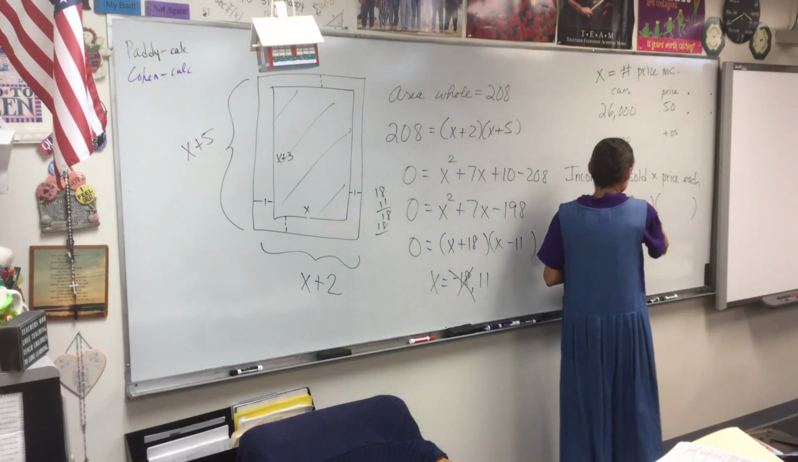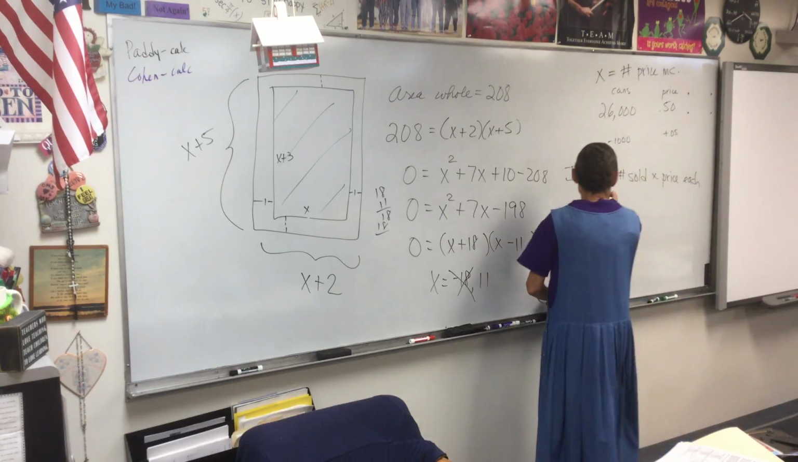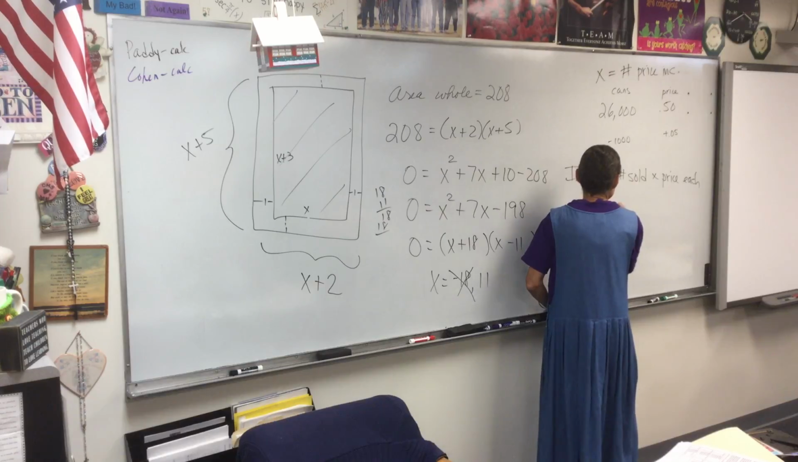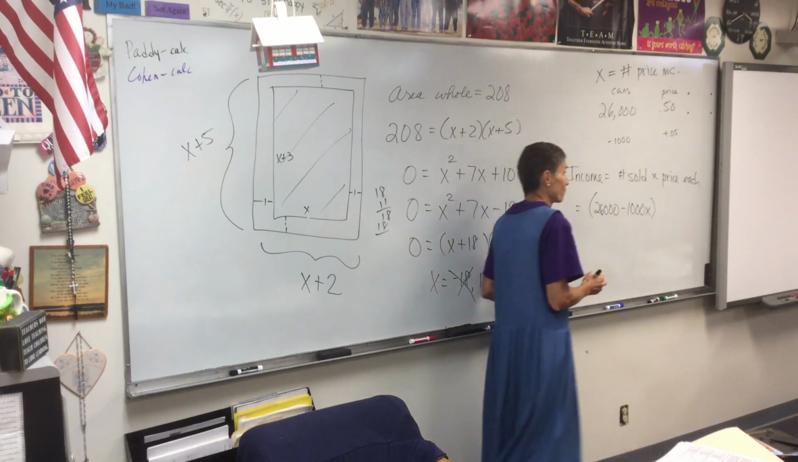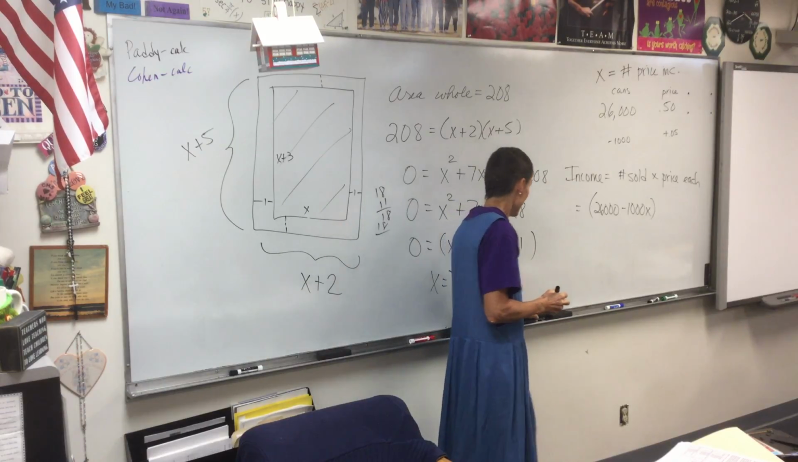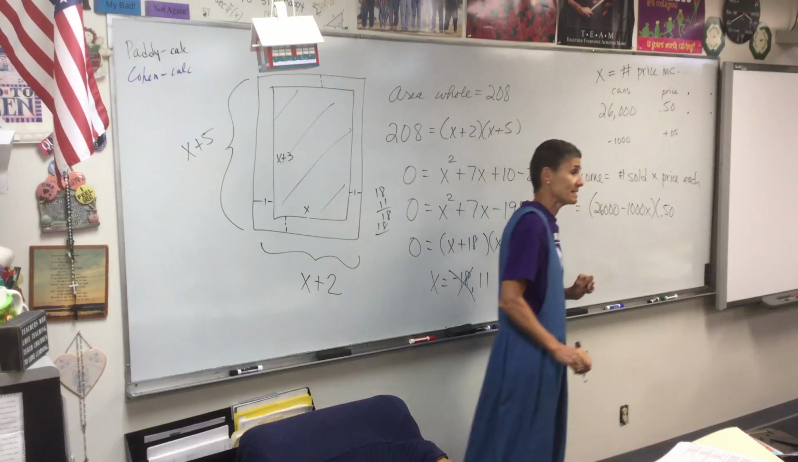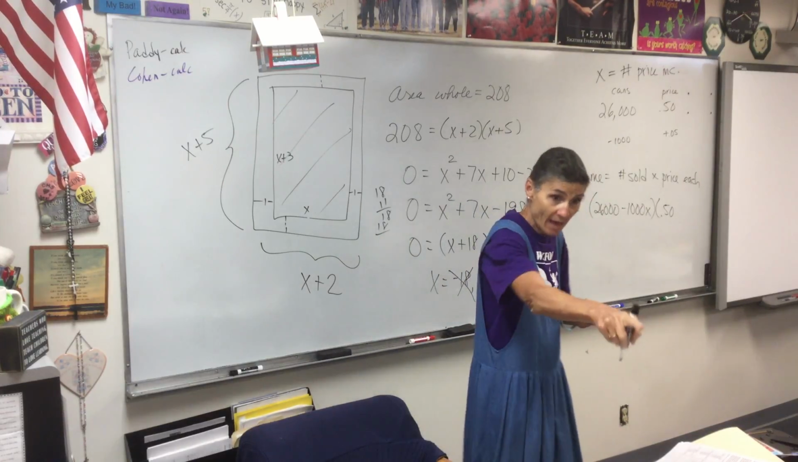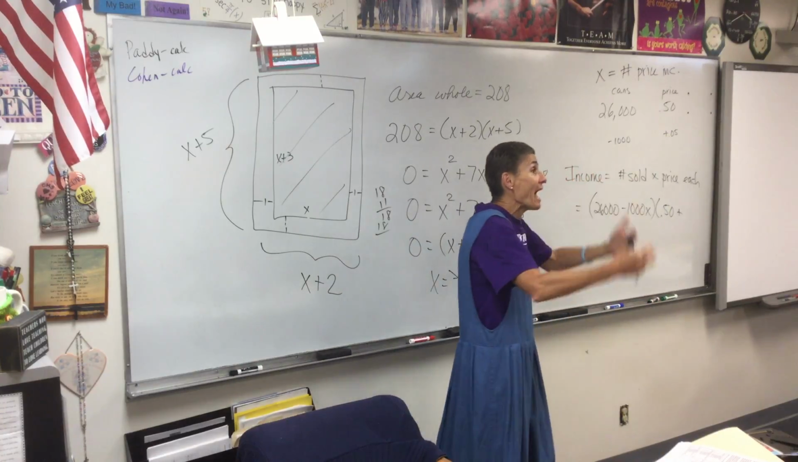So I started out selling 26,000, but I'm going to lose 1,000 for every x. Now, I started out selling them at 50 cents, but what's happening to that now? That's adding. And what is it at? What am I adding to that?